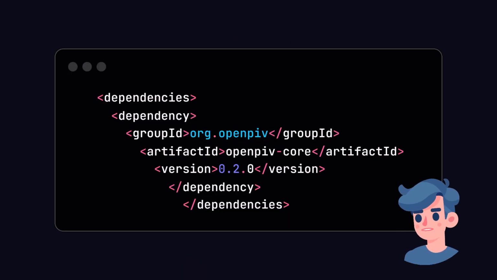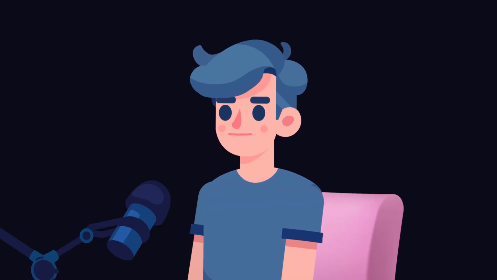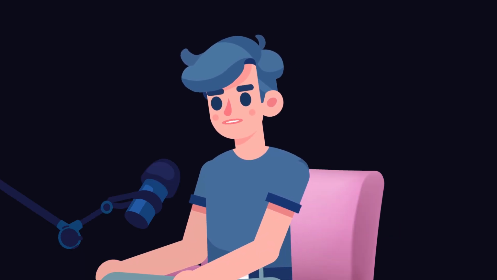Next, we'll need to add the OpenCV library to our project. Open your pom.xml file and add the OpenCV dependency. Here's how your pom.xml should look. After adding the dependency, make sure to run Maven to update your project libraries. In IntelliJ, you can do this by clicking on Maven on the right-hand side and selecting Reload All Maven Projects.